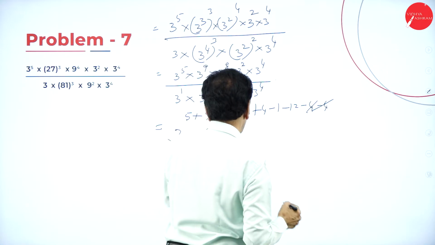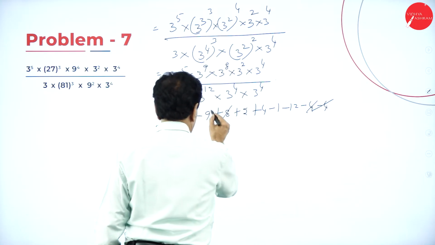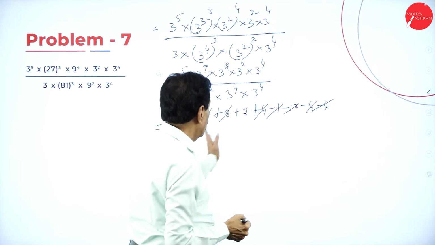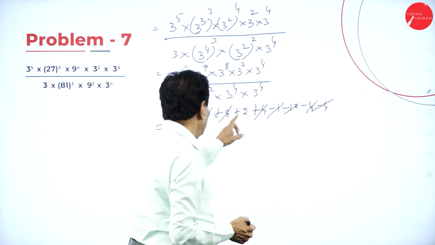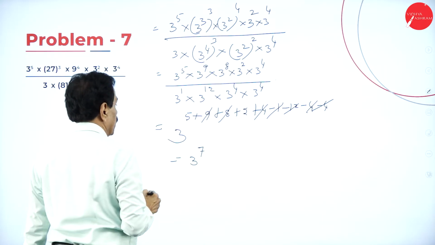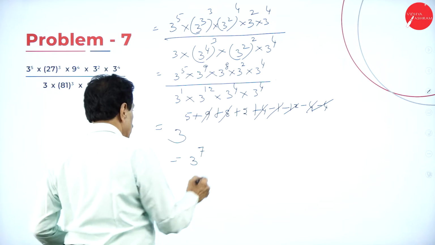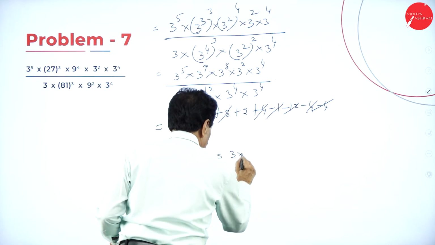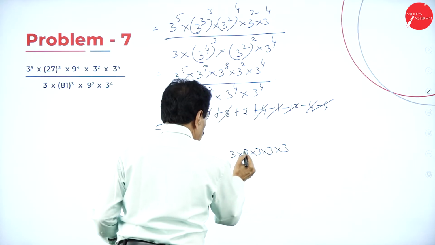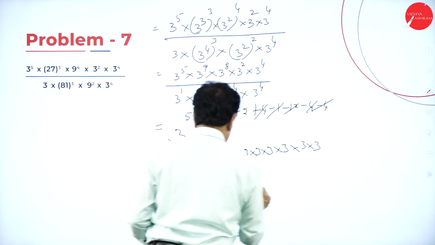Then this 12 plus 1, 13 is there now. 9, 13, 13 cancelled out. What is left over? 5 plus 2, 7. This is 3 to the power of 7. So 3 into 3, how many times? 3 into 3 into 3 into 3 into 3. 1, 2, 3, 4, 5, 6, 7.